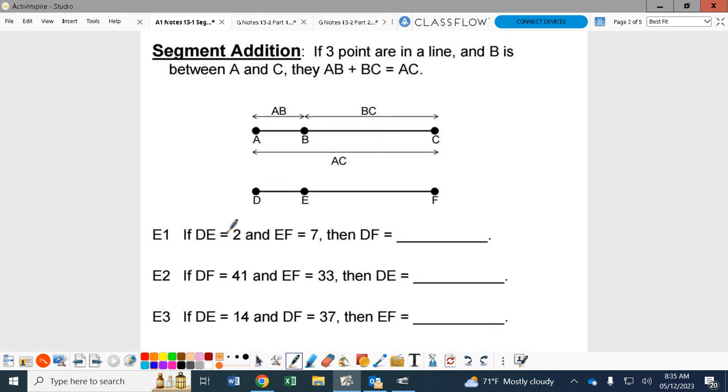It says if DE, and use the picture, guys, DE right here is 2, and EF down here is 7, then what is DF? Guys, the whole idea, part plus a part equals the whole. So what would we be doing with these numbers to get DF? Adding. So 2 plus 7, and it's going to equal 9. In geometry, they're going to expect you to write out at least what you're plugging into the calculator. That's how you show work.